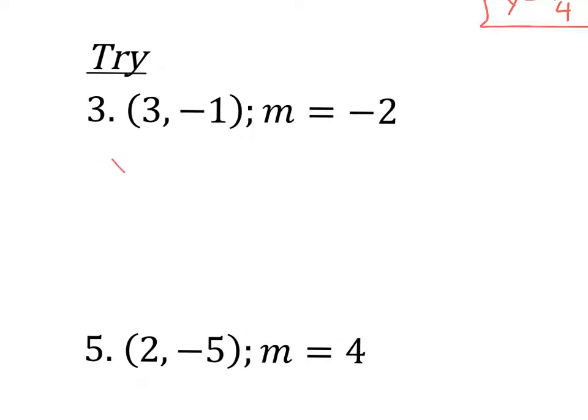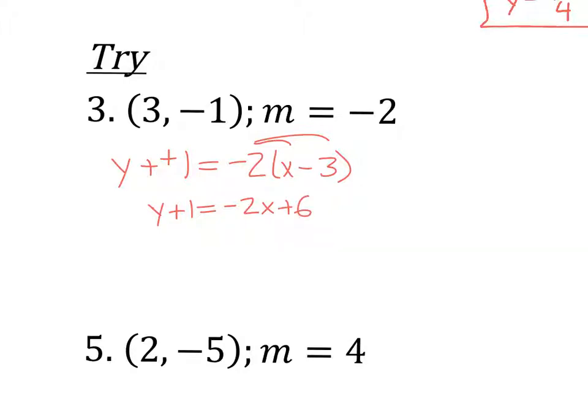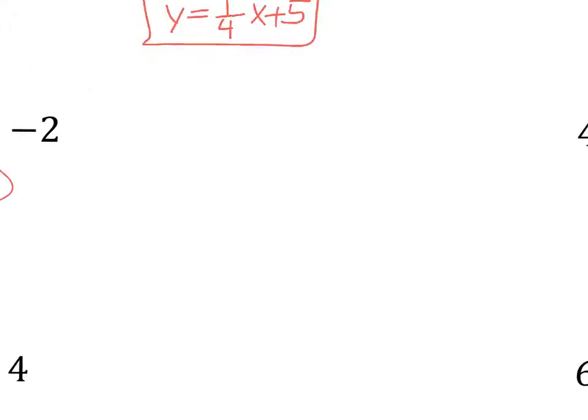All right, so number 3, y minus y1 is -1 equals the m of -2, parentheses x minus x1 from the ordered pair is 3. Okay, minus a negative becomes plus a positive up there, and now let's get y by itself. First thing I need to do is distribute. So y plus 1, -2 times x is -2x, -2 times -3 is +6. And then last step to get y by itself is subtract 1. So y equals -2x plus 5.